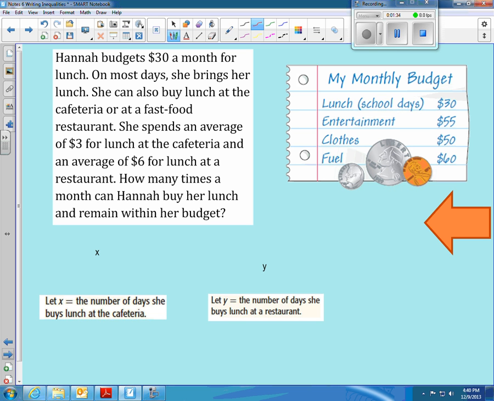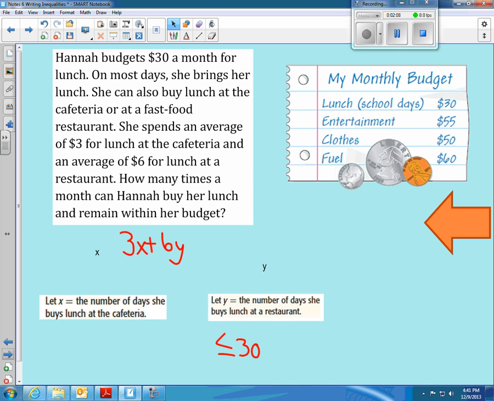So we spend $3 per lunch at the cafeteria, so that is 3x, plus, during that month, $6 per lunch that we buy at the restaurant, so 6y. But we have only $30 a month for lunches. So we're thinking, can we spend less than $30? Well, yeah. Can we spend exactly $30? Yep. Can we spend more than $30? No. So we're going to have a less than or equal to sign. All right, so this is going to be our inequality here.